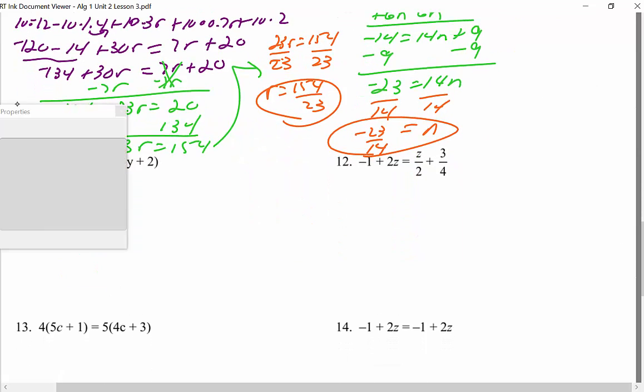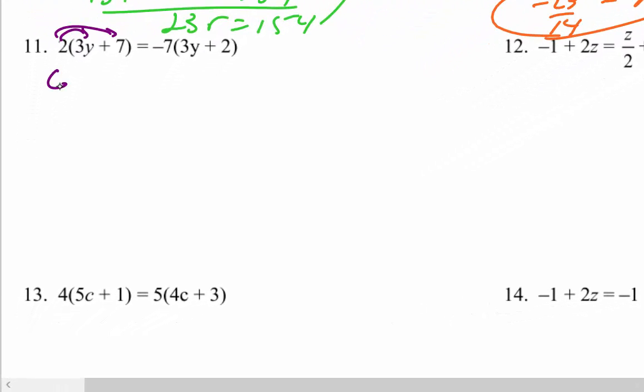Alright, a little distributive property for simplifying. So we multiply through by 2. So 2 times 3y is 6y. 2 times 7 is 14. Negative 7 times 3y is negative 21y. Plus negative 7 times 2 is negative 14. So there it is.